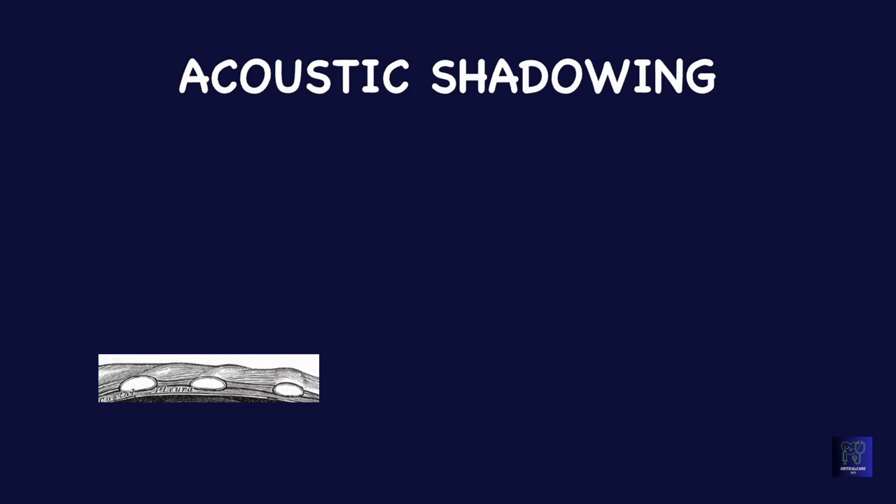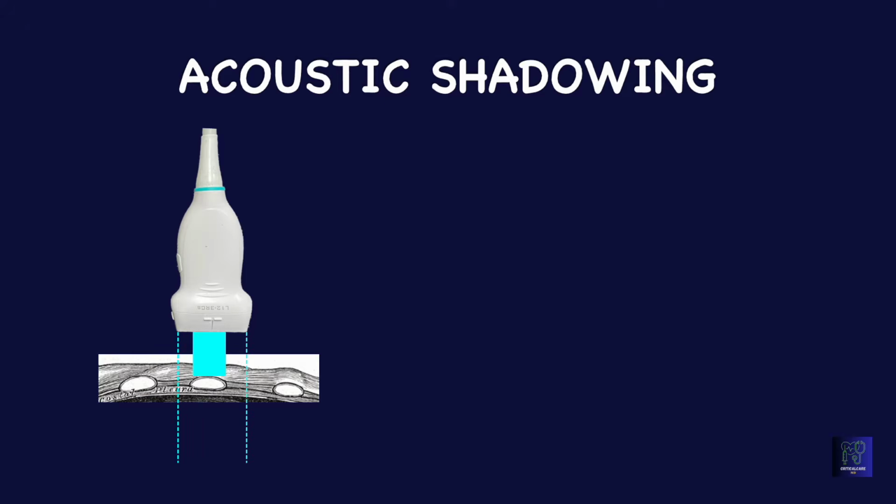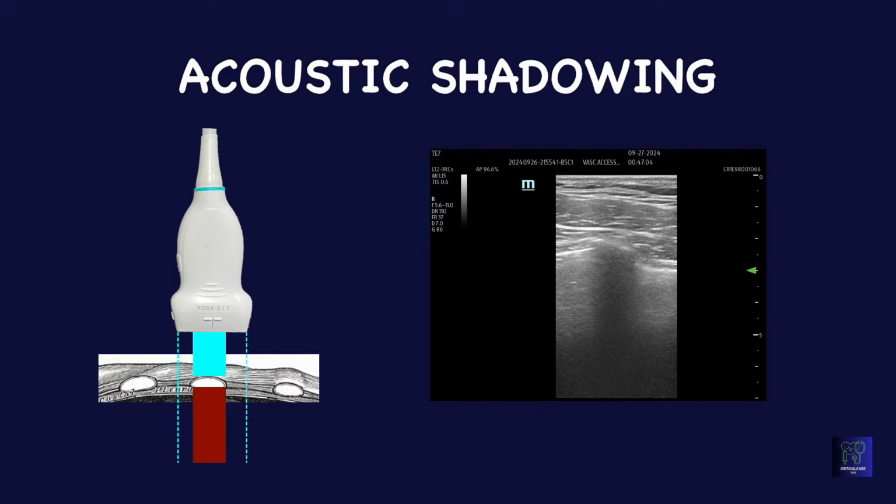Let's start with acoustic shadowing. When the ultrasound probe is placed over a rib, it blocks majority of the ultrasound waves. This is because ribs being dense calcium containing structures, they have high acoustic impedance. They basically either absorb or scatter or reflect most of the ultrasound waves, and there's not much that can penetrate distal to the rib. So this gives the appearance of a black shadow.